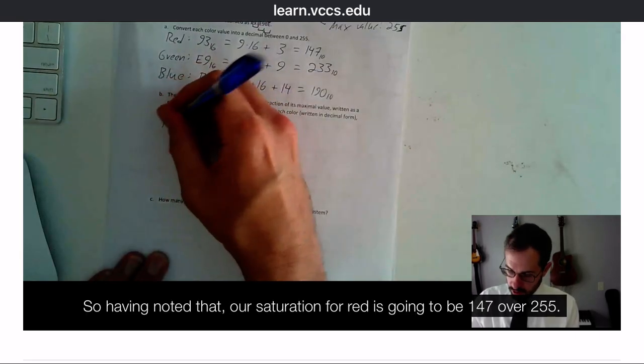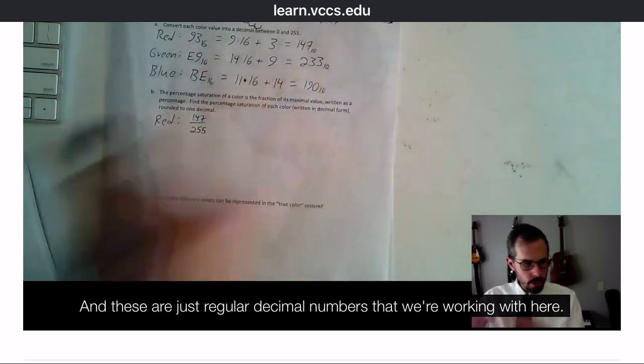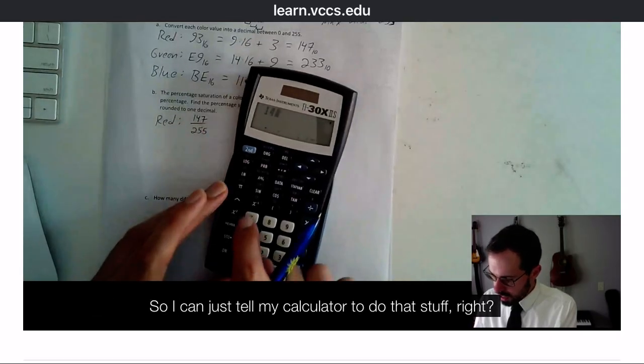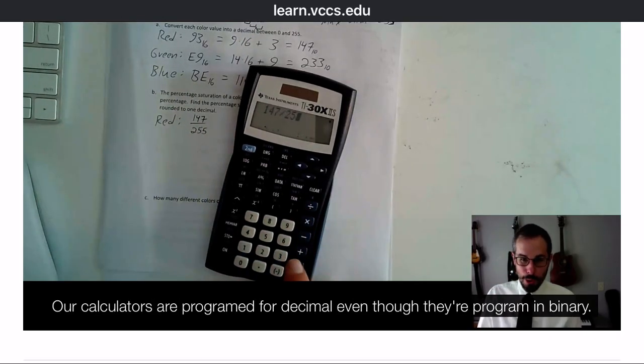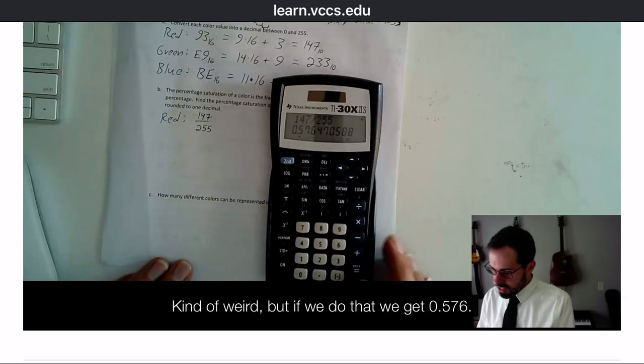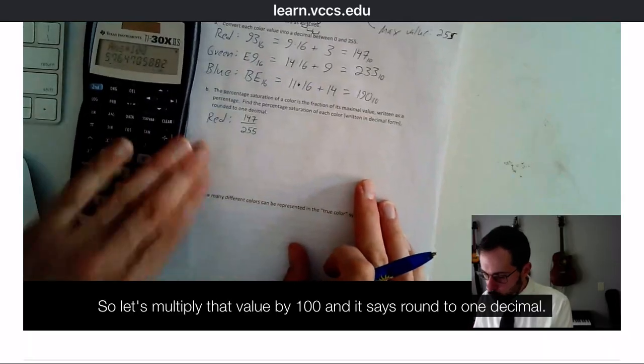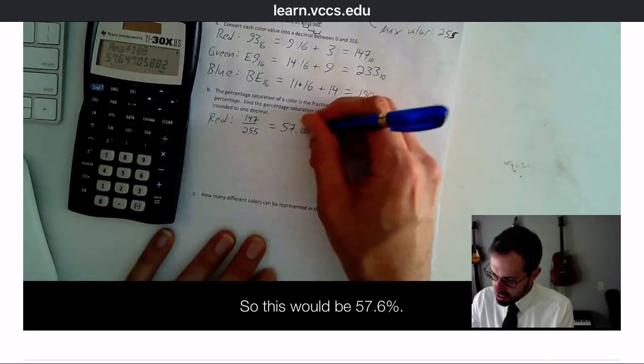Having noted that, our saturation for red is going to be 147 over 255. These are just regular decimal numbers that we're working with here, so I can just tell my calculator to do this. Our calculators are programmed for decimal, even though they're programmed in binary. Kind of weird. But if we do that, we get 0.576. What we were trying to do is express this as a percentage, so let's multiply that value by 100, and it says round to 1 decimal, so this would be 57.6%.